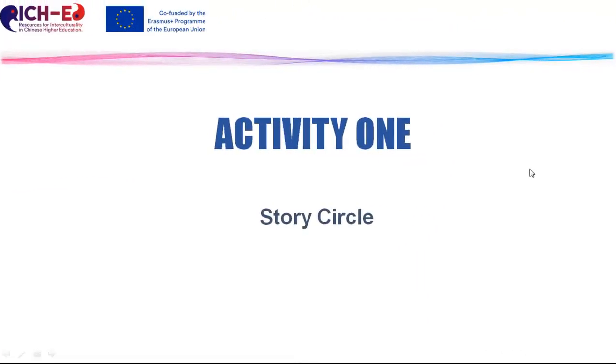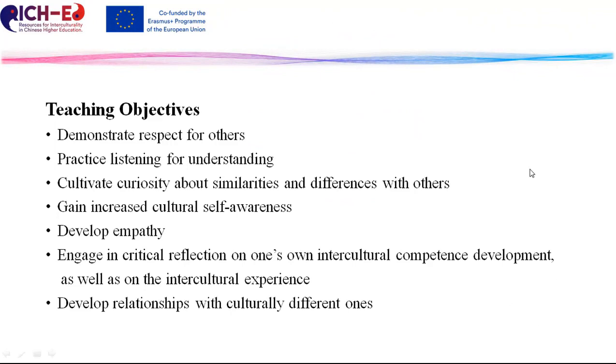Activity 1 is Story Circle. The teaching objectives include the following things: demonstrate respect for others, practice listening for understanding, cultivate curiosity about similarities and differences with others, gain increased cultural self-awareness, develop empathy, engage in critical reflection on one's own intercultural competence development, as well as on the intercultural experience.